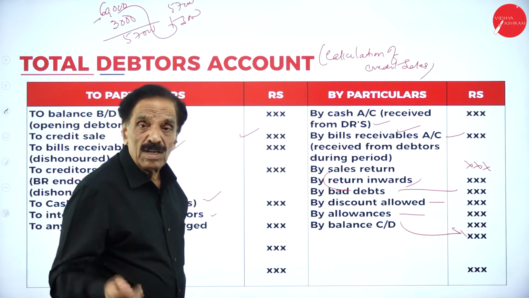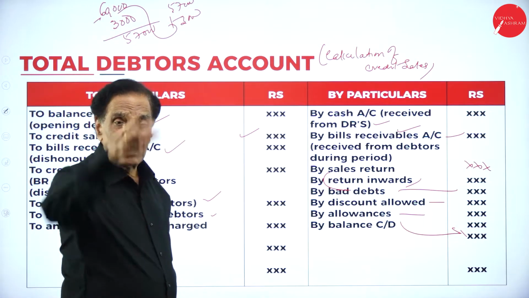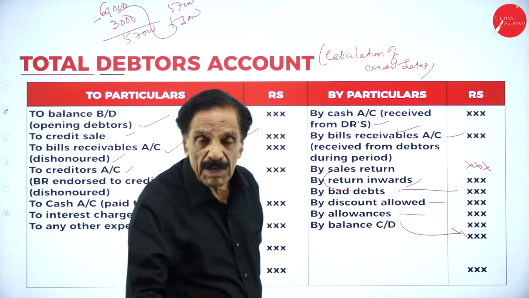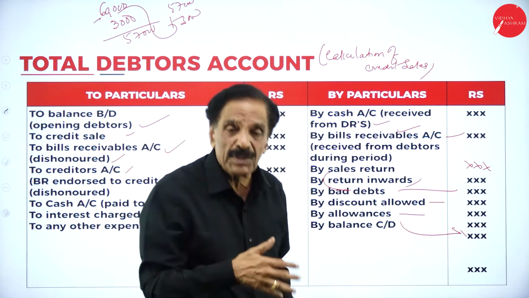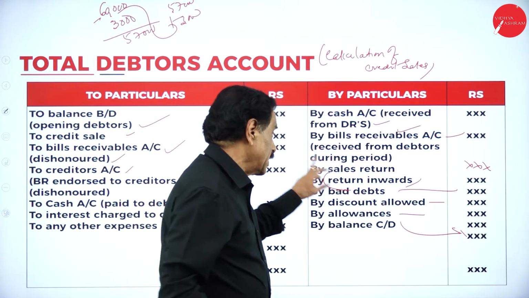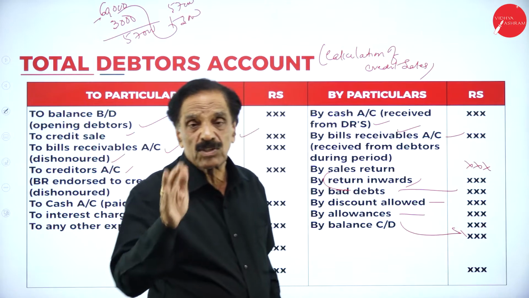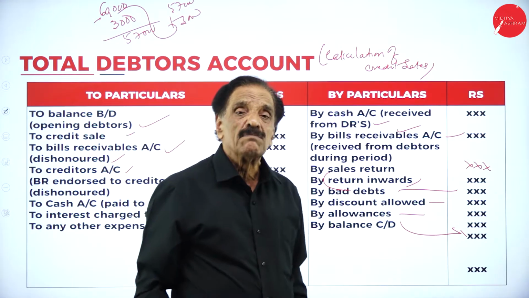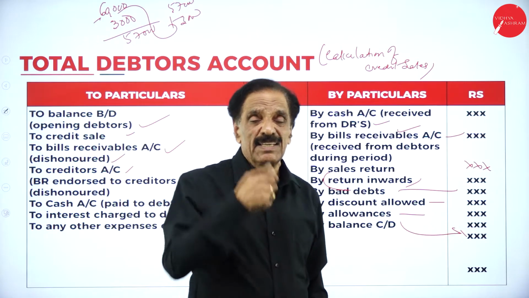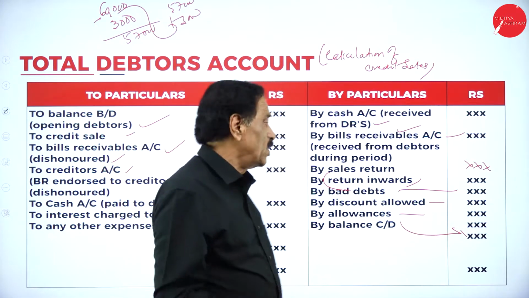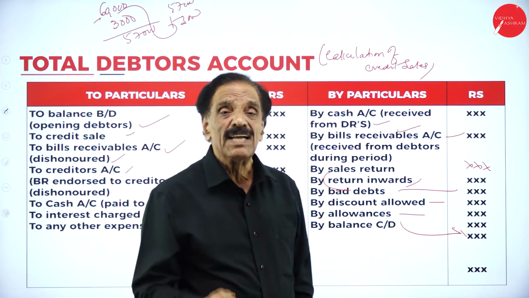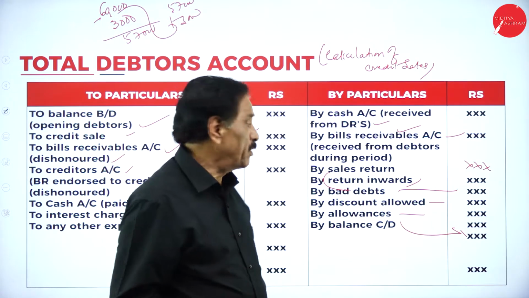By cash account, if you receive money from the debtor, your account will be reduced. By BR, if you receive the BR, your debtor account will be reduced. By sales return, that is return inward, your debtor account will be reduced, because when you make a credit sale, he is a debtor. When the goods are returned, the debtor account is naturally reduced. By bad debt, meaning irrecoverable money, your debtor account will be reduced.